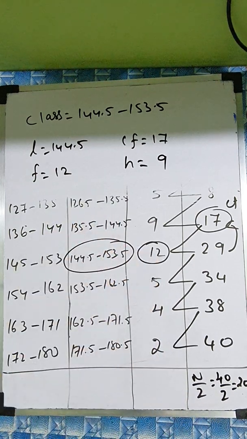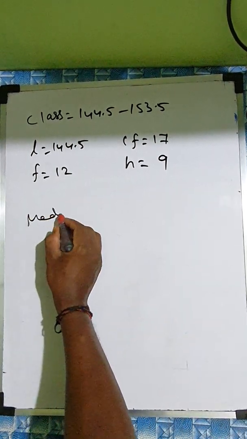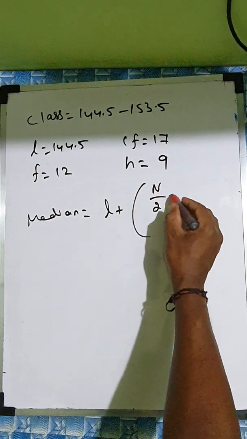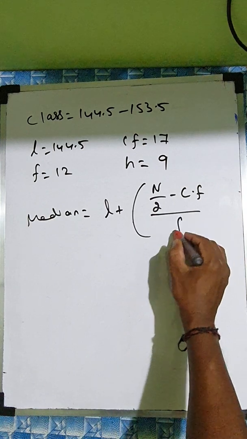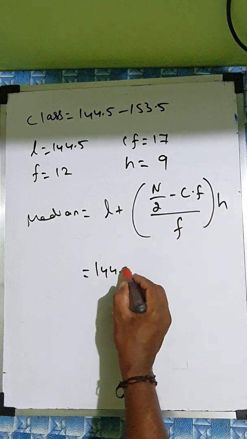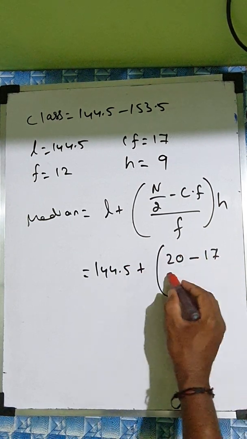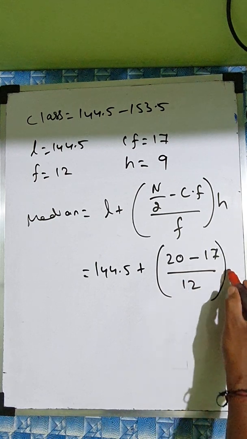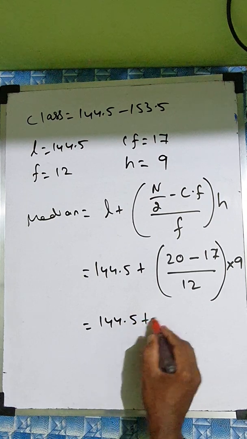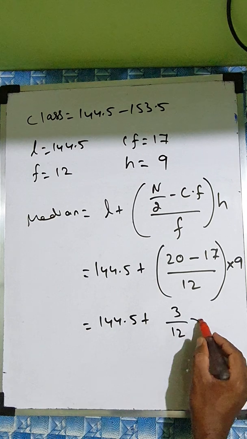Now we'll apply the formula. Median equals L plus n by 2 minus CF, divided by f, into H. So L is 144.5, n by 2 is 20 minus CF 17, by frequency 12, into H, which is 9. So 144.5 plus, subtracting 20 minus 17 is 3, so 3 by 12 into 9.